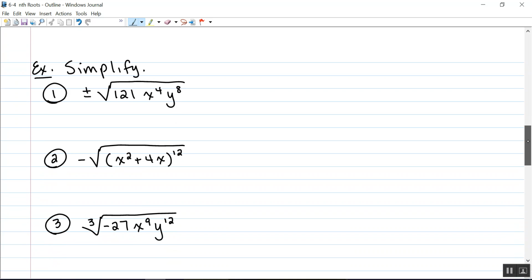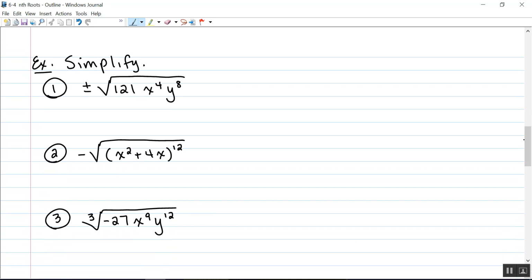So let's take a look at a bunch of examples here. We need to simplify each one of these. Number 1 is positive or negative square root of 121 x to the 4th y to the 8th. Since there is no number right in here, it's assumed that it's a square root. So that's going to be equal to, and we need to put that plus or minus in front, another way to think of this is what number times itself gives us 121.